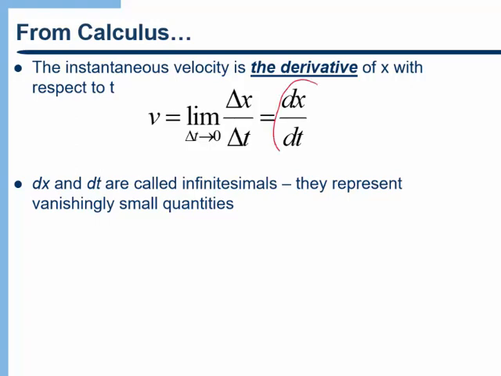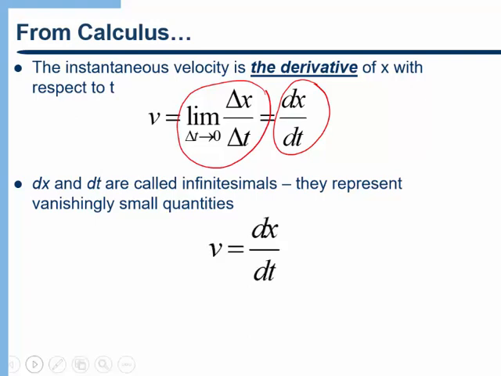dx dt. Both dx and dt are called infinitesimals, and again they represent very small or vanishingly small quantities. And the idea is that dx dt is simply a shorthand notation for this. So whenever you see dx dt, know that it simply represents the limit as delta t goes to 0 of the average velocity. So in a shorthand way, we can write the instantaneous velocity is the derivative of position with respect to time.